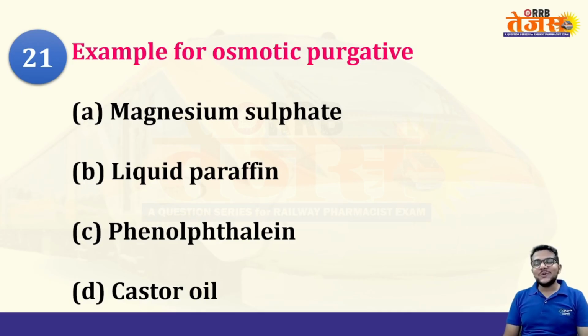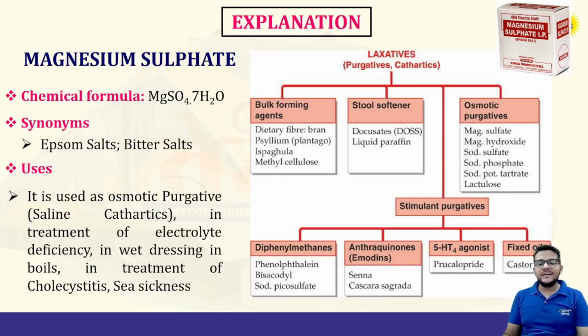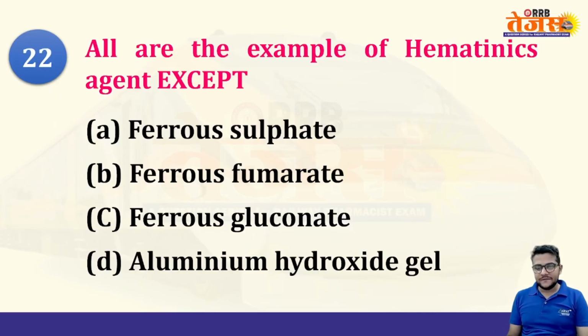So next question for you: example of osmotic purgatives. Osmotic purgative, that is nothing but magnesium sulfate. As I told you, magnesium sulfate is used as an osmotic purgative.